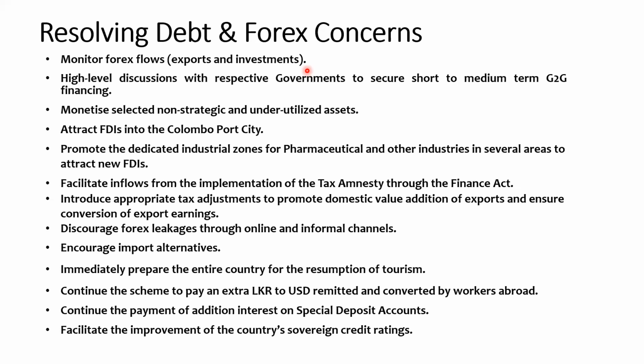Then tax amnesties for the persons who provide the inflows. Here, continue to pay the scheme of extra LKR per US dollar remitted and converted by workers abroad. Now, previously, let's say they were given 360, now they can say, okay, 370, or whatever other benefits they are taking. Continue the payment of additional interest on special deposit accounts. Those are the main objectives: to attract forex inflows and to pay the debts.